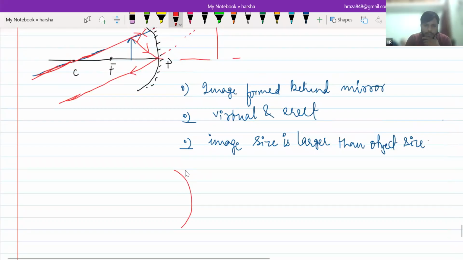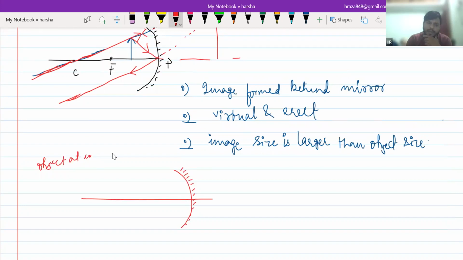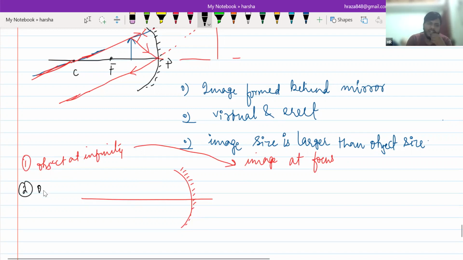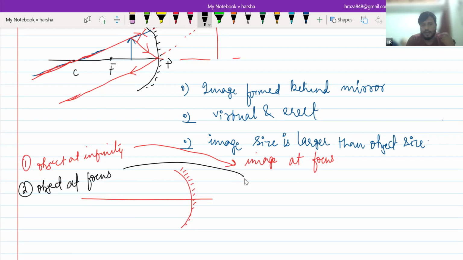So see, it is very easy to understand. Here is a concave mirror. When object at infinity, image will be at focus. This is the way to learn it. Object at infinity, image at focus. Again, object at focus, image at infinity. Can you connect it? When object at infinity, image will be at focus. When object at focus, image will be at infinity.